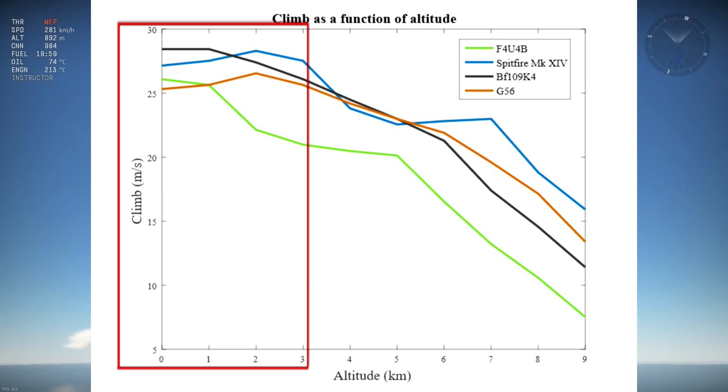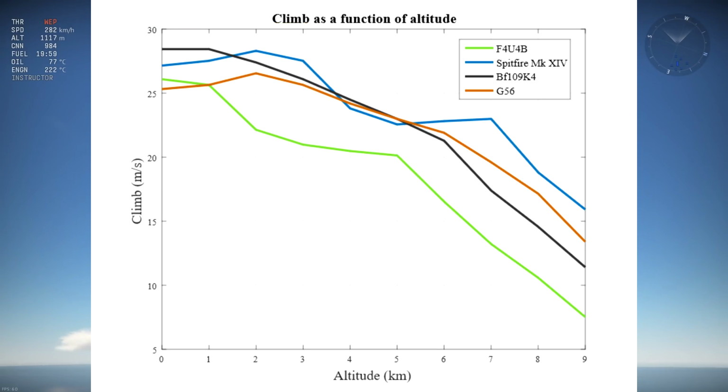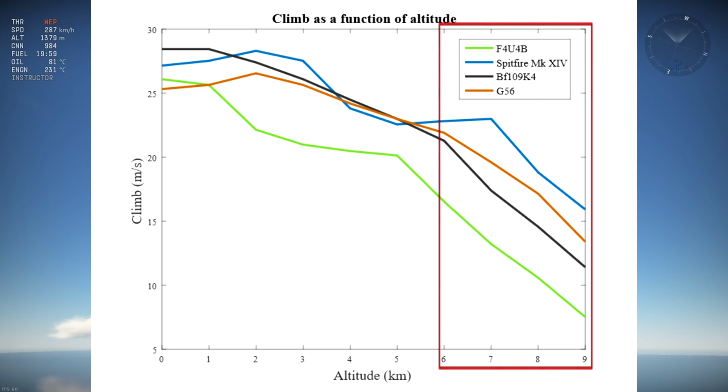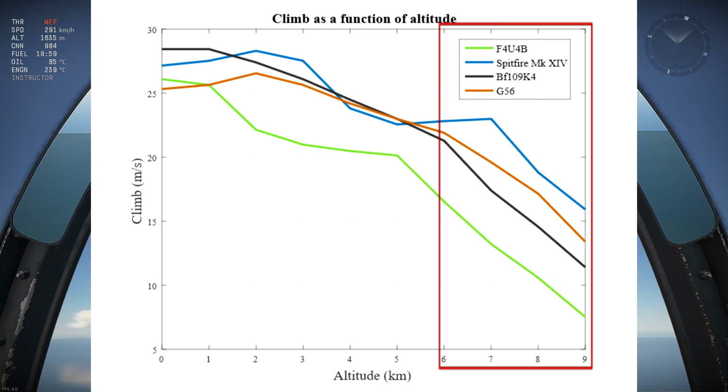The F4U-4B starts off strong, stronger than the G56, but drops off rapidly because of its relatively low supercharger gear switch altitude. Between 3 and 6 kilometers, the Spitfire is the fastest climbing, followed closely by the K4 and the G56, with the F4U-4B in last place. Between 6 and 9 kilometers, the Spitfire has the decisive climb advantage, followed by the G56, then the K4, and then the F4U-4B with barely more than half the Spitfire's climb at that altitude.